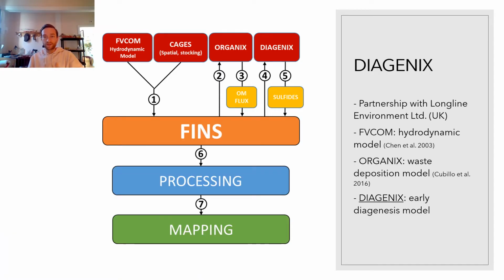My model is a smaller component of a much larger model which considers hydrodynamic activity and then uses that to produce waste deposition output, which then comes into my model, and then I run through diagenesis. So you take your hydrodynamics and your cage setup for aquaculture, that sends the information to organics, which produces the organic matter flux. I take that flux, run it through my model, and get sulfides and remaining organic carbon output.